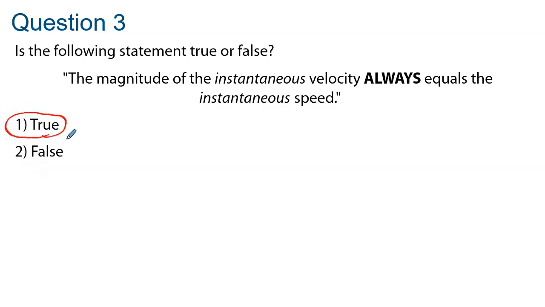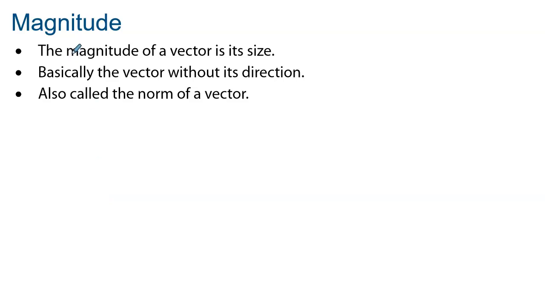Before we can look at the final answer, we have to look at 2 special words that are in there. The word magnitude I want to discuss, and also the word instantaneous. So the magnitude is the size of a vector, right? Basically, it's the vector without its direction. We also call it the norm sometimes of a vector. So it's really an indication of how large the vector is.